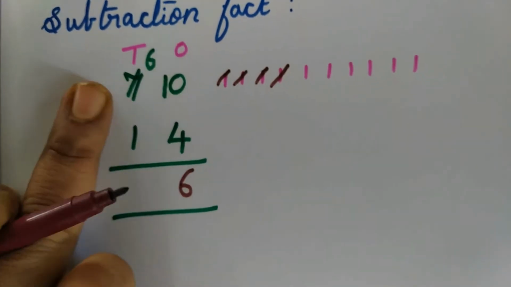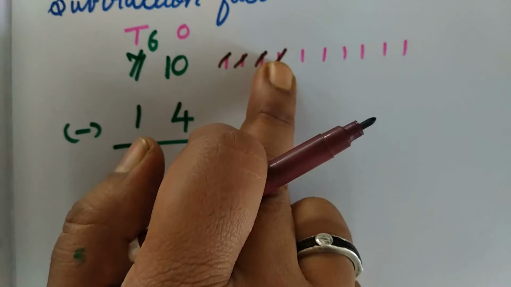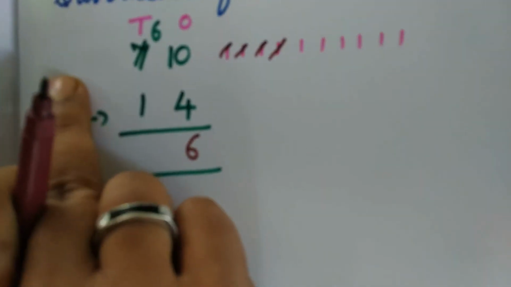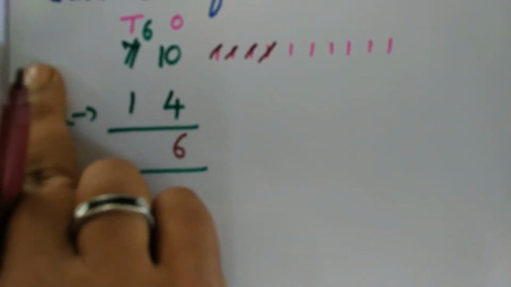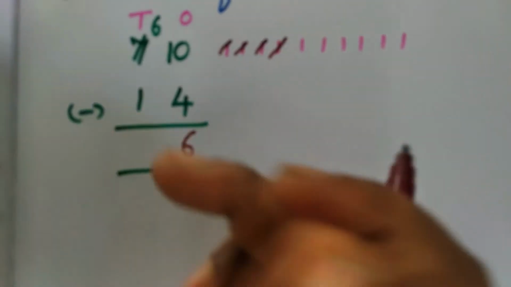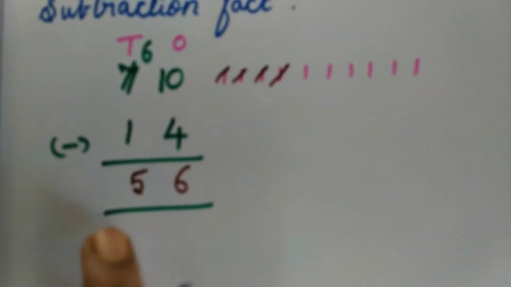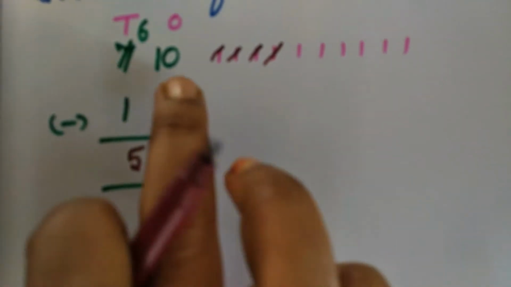Okay, and see here from 6 you want to subtract 1. Like this also you can draw the lines, 6 lines, and you just strike out 1 line. So remaining how many lines you will be having? 5. Yes, very good. So 5 is the answer. Okay, so what is the answer? 56 is the answer for this sum.